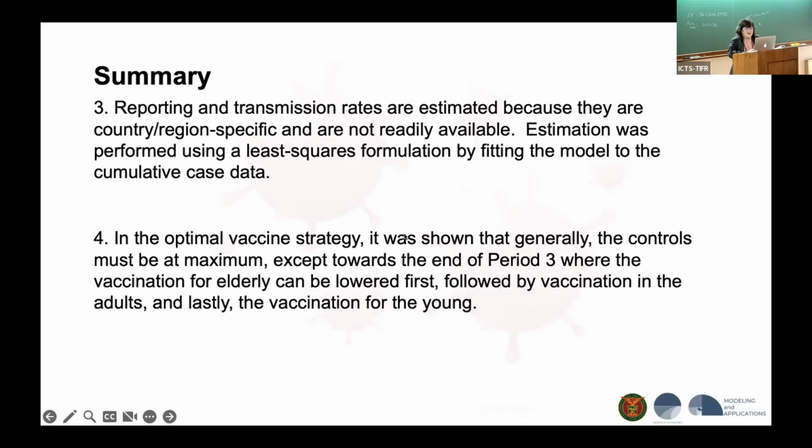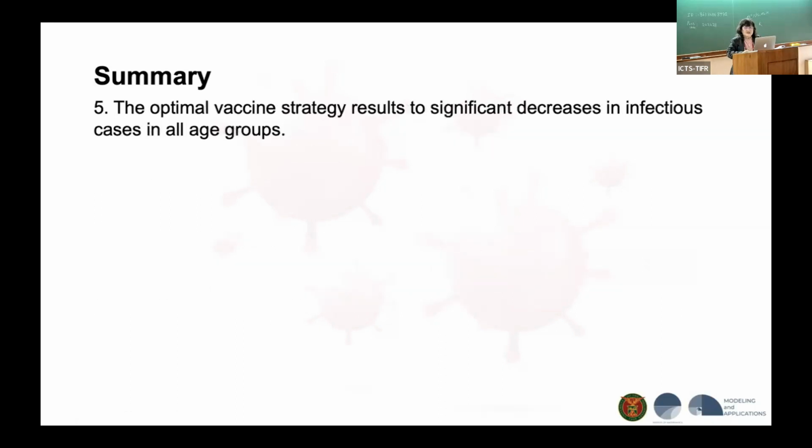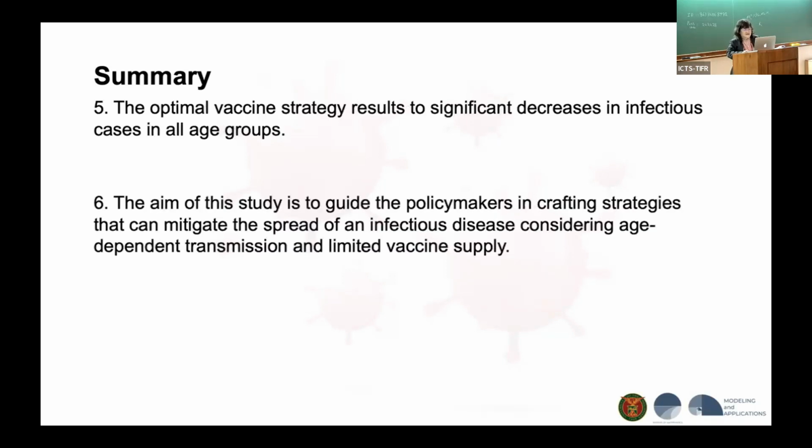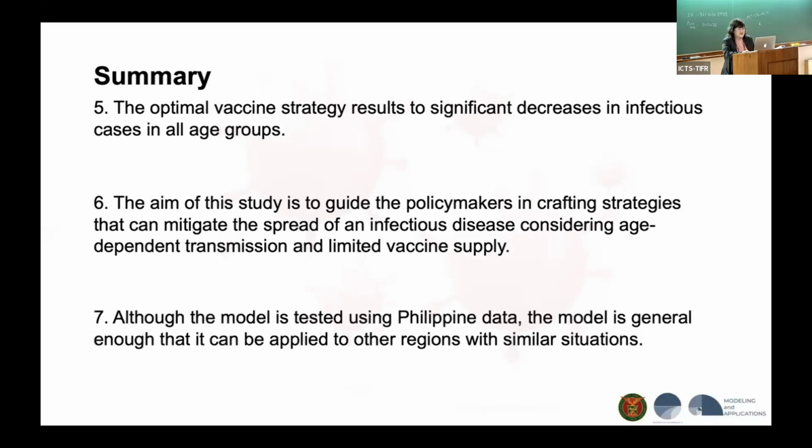In the optimal vaccine strategy, it was shown that generally the controls must be at maximum except towards the end of the period, where the vaccination for the elderly can be lowered first, followed by vaccination in the adults, and lastly, vaccination for the young. The optimal vaccine strategy results in significant decreases in infectious cases in all age groups. The aim of this study is to guide policymakers in drafting strategies that can mitigate the spread of an infectious disease, considering age-dependent transmission and limited vaccine supply. Although the model is tested using Philippine data, the model is general enough that it can be applied to other regions with similar situations.